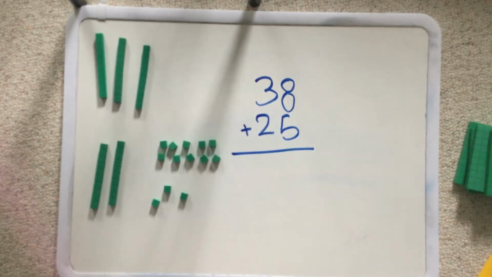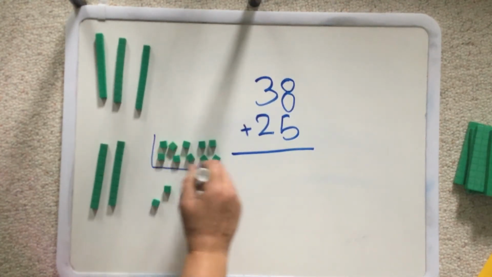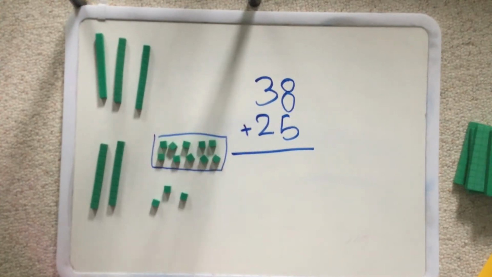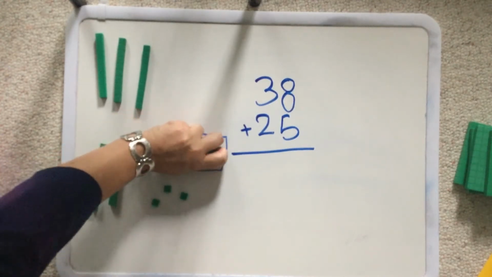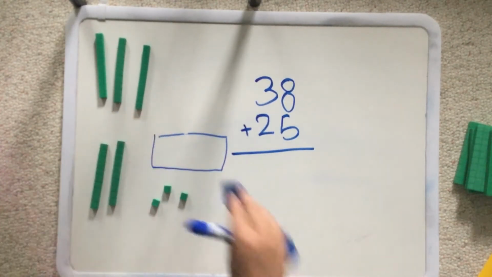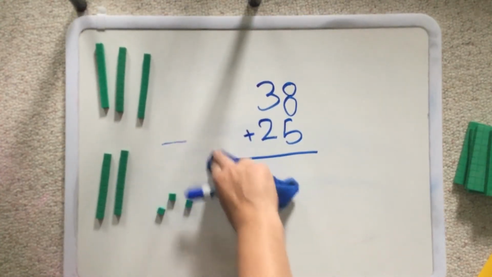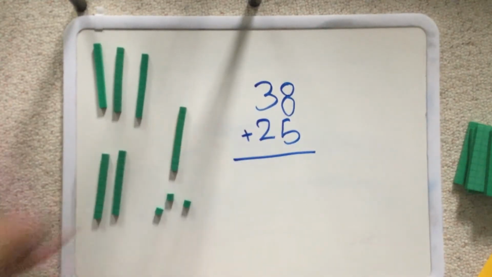We have a group of 10. We can take 10 1s and make a 10. You can see that they look like a 10 frame in that picture. We could also exchange them or regroup and take the 10 1s and replace them with a 10 rod.